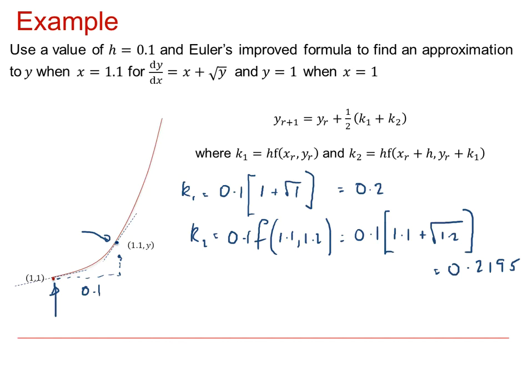We can then substitute those values of k1 and k2 into the formula for yr plus 1. So in other words, y1 in this case will be equal to y0, which is 1, plus 1/2 of k1 plus k2, so that's 0.2 plus 0.2195. And that gives a value of y1 equal to 1.2098.